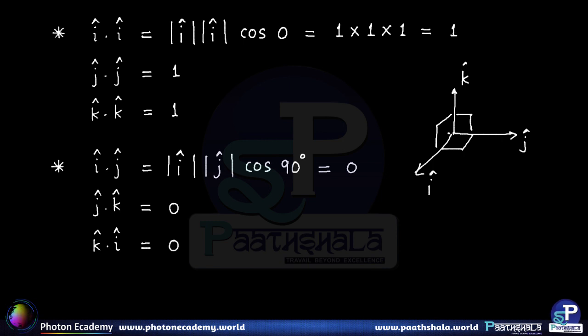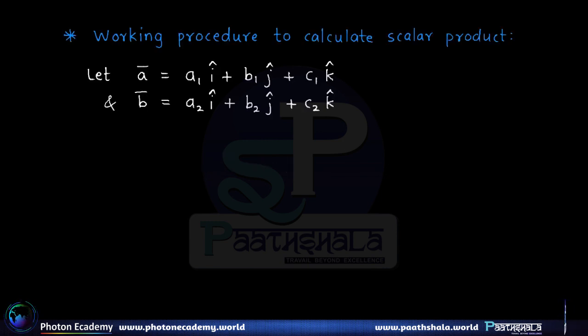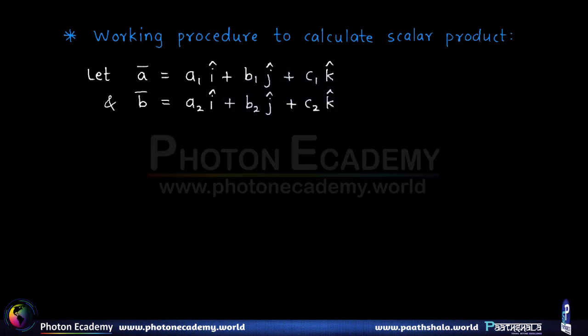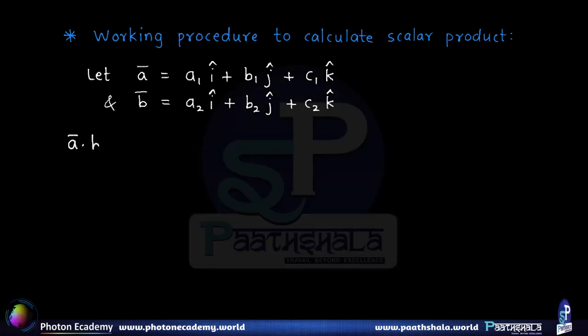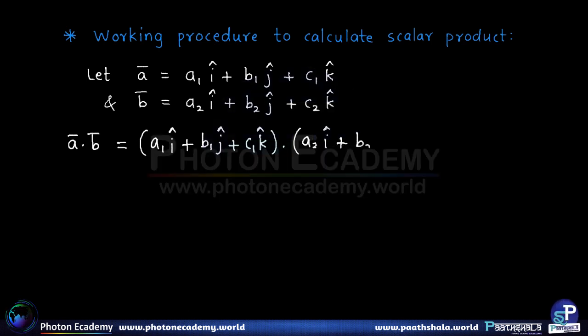So that is the working procedure to calculate the scalar product. If we are given two vectors, say a bar and b bar, with their individual i, j, k components as a1, b1, c1 and a2, b2, c2, and we want the dot product or scalar product of a bar and b bar, how do we do that? What we will essentially be doing is a bar dot b bar equals a1 i plus b1 j plus c1 k dot a2 i plus b2 j plus c2 k.